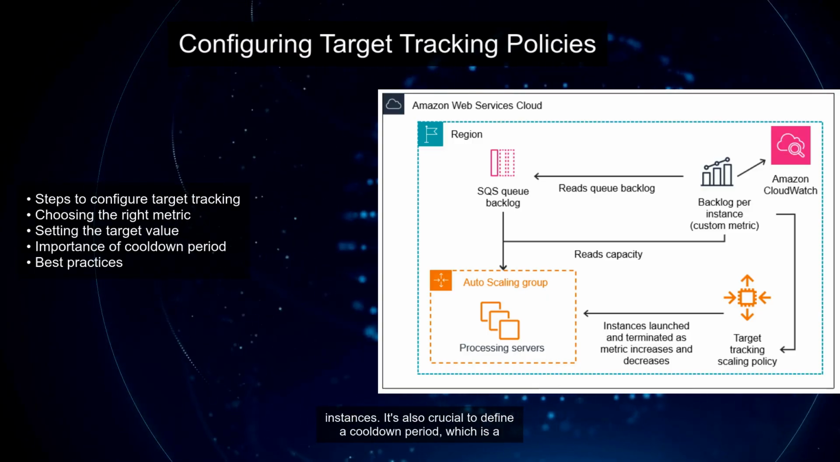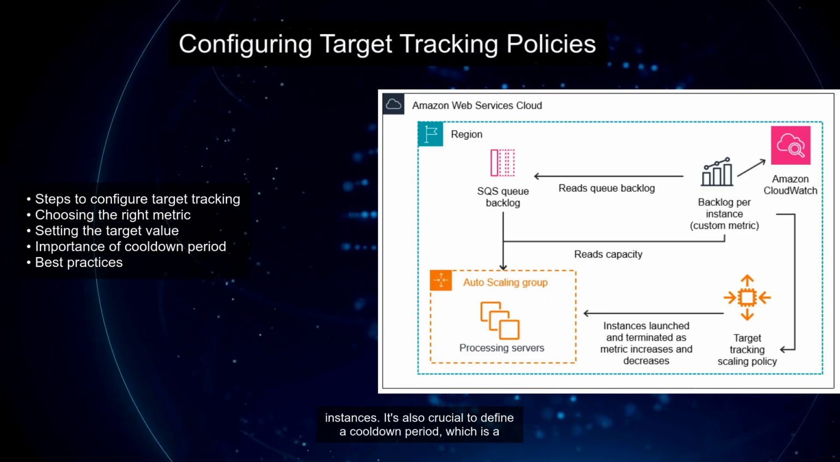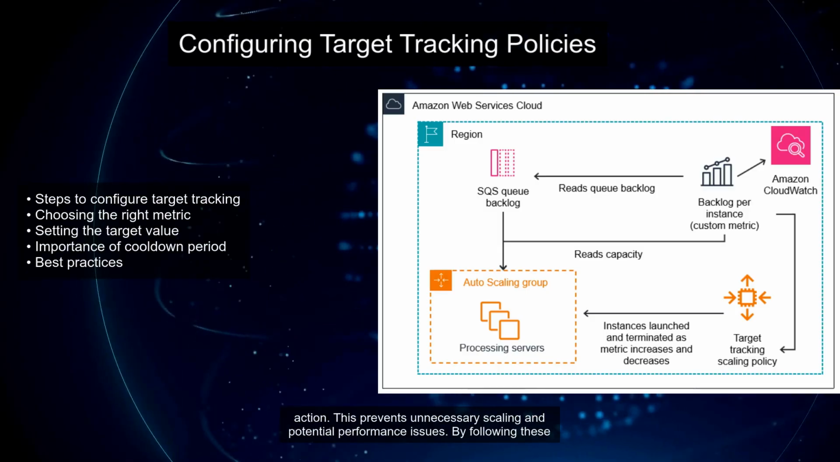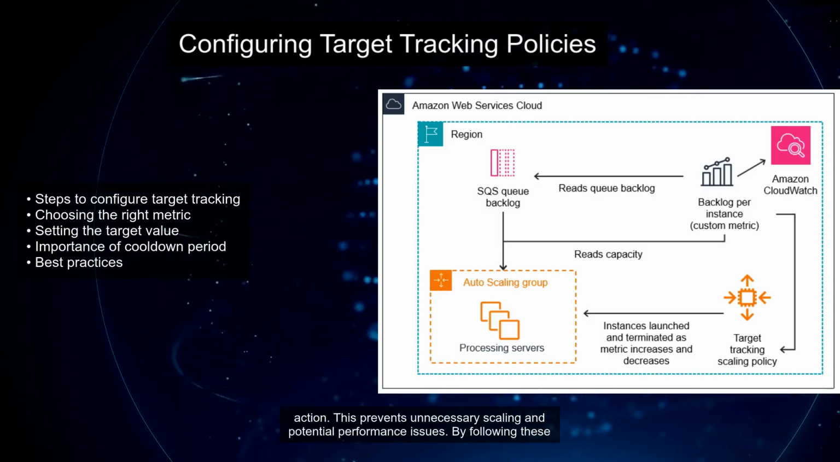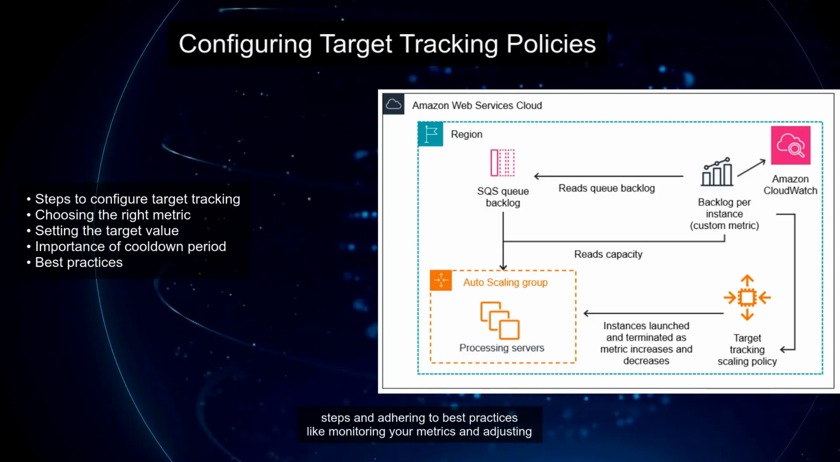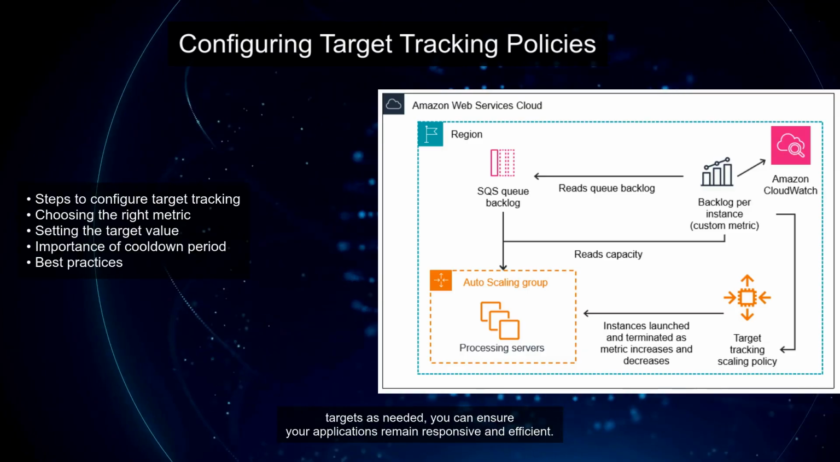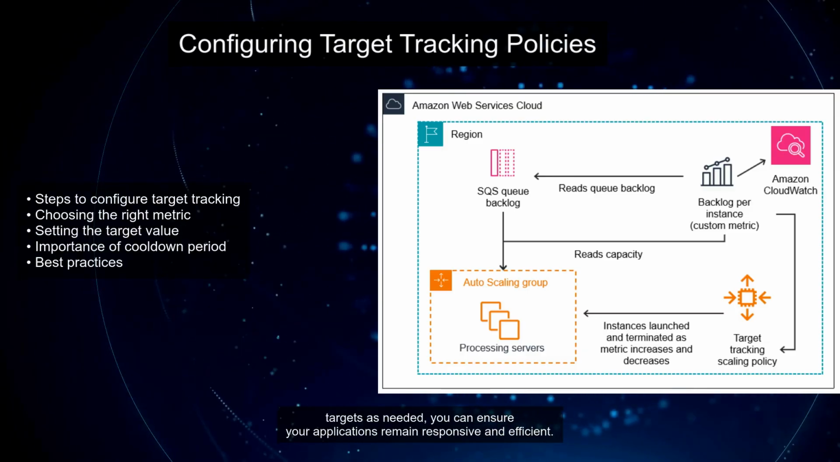It's also crucial to define a cooldown period, which is a time interval to allow the system to stabilize before initiating another scaling action. This prevents unnecessary scaling and potential performance issues. By following these steps and adhering to best practices like monitoring your metrics and adjusting targets as needed, you can ensure your applications remain responsive and efficient.